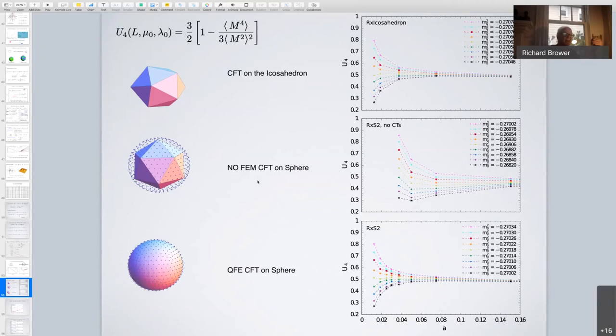This is a critical theory. This is not a critical theory. Then we added these counter terms, and sure enough, we were able to tune directly. So quantum finite analysis with counter terms does have a critical theory. Then we went back and checked the same issue that we did before. What's going on?